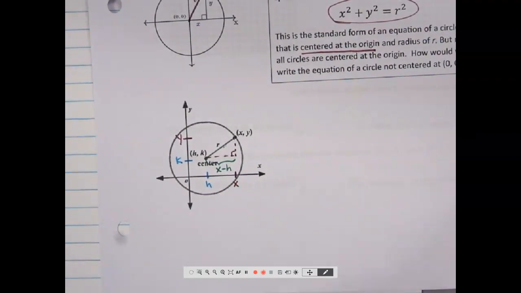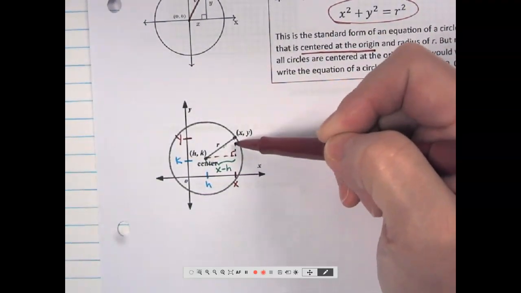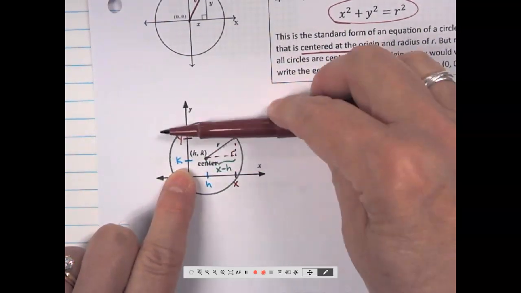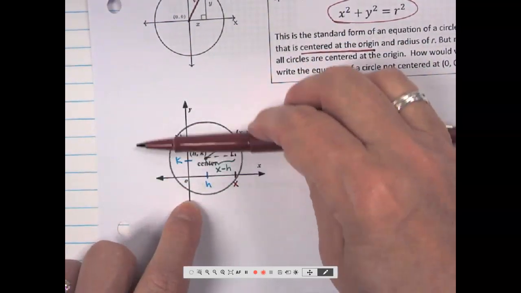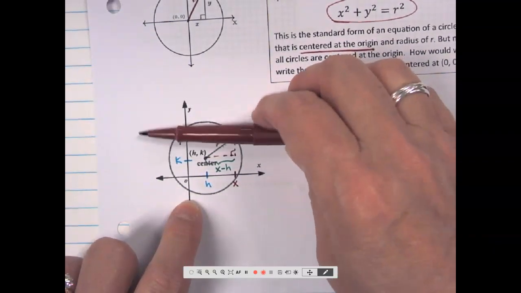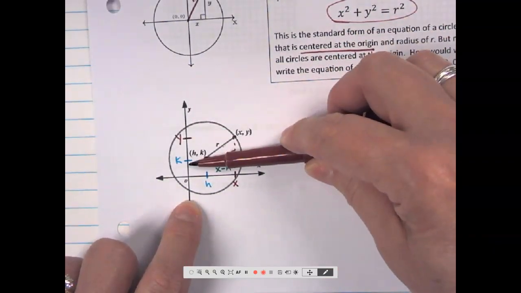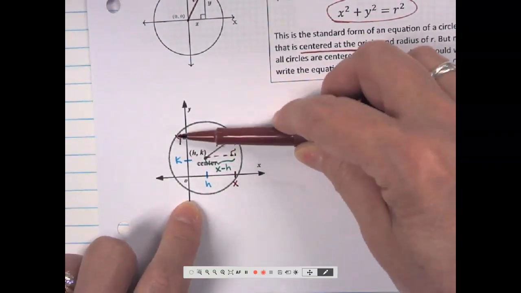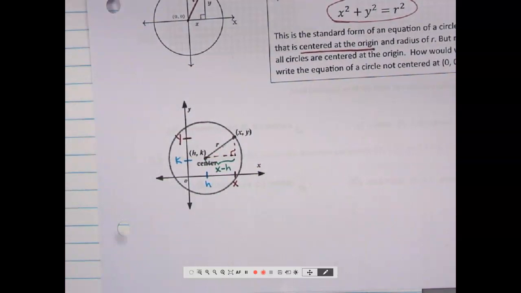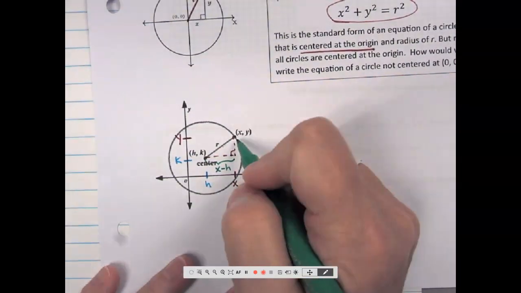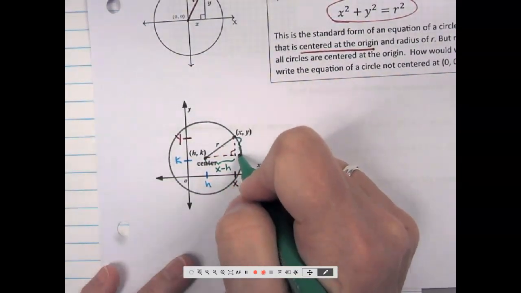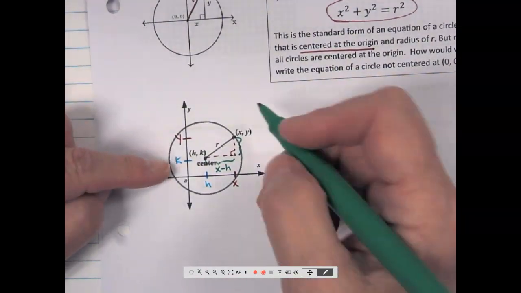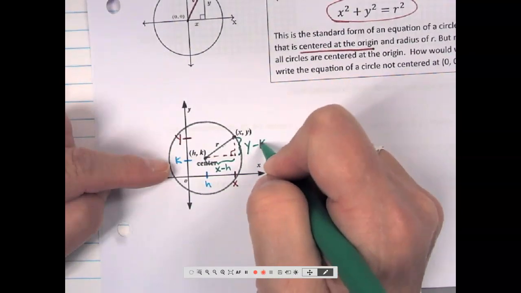Okay, how tall is this side over here? Well, think about this. If this was 3 and this was 5, then that would be a distance of 2, because we would take 5 and subtract 3. Isn't that what I said? I forget what I said now. We would take the bigger minus the smaller. So how tall is this side of the triangle? Bigger minus smaller would be Y minus K.